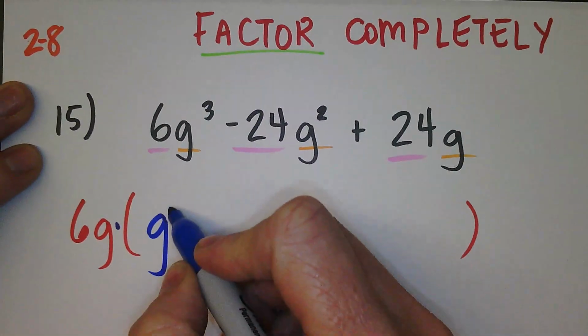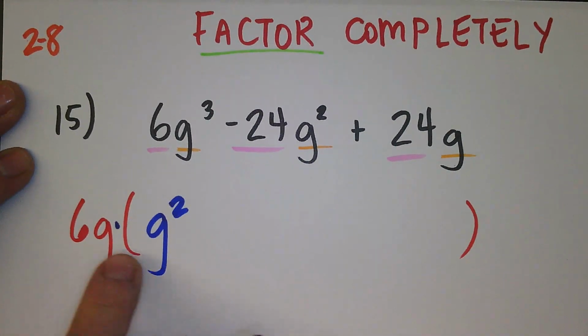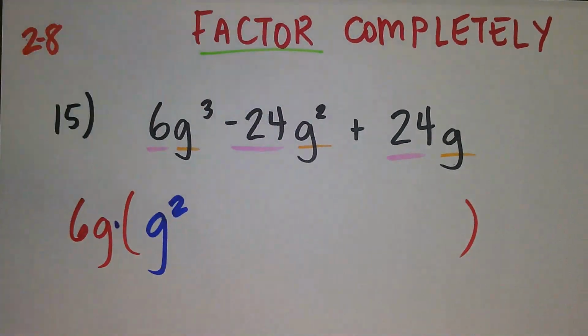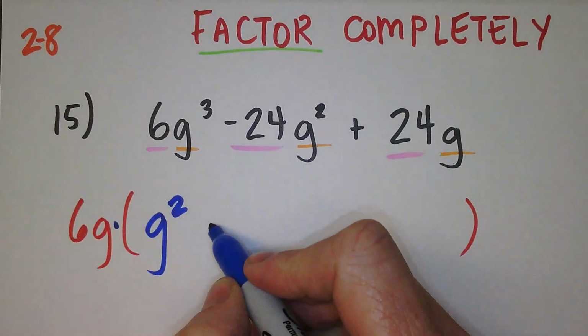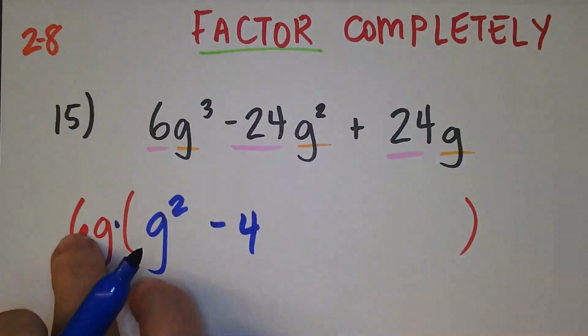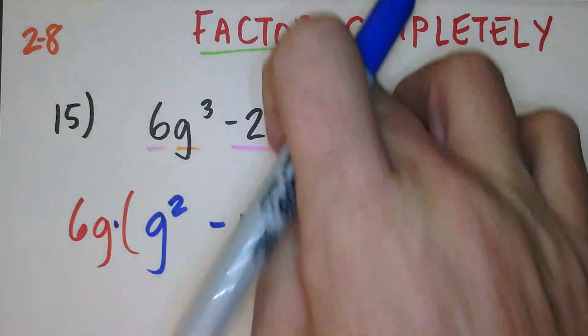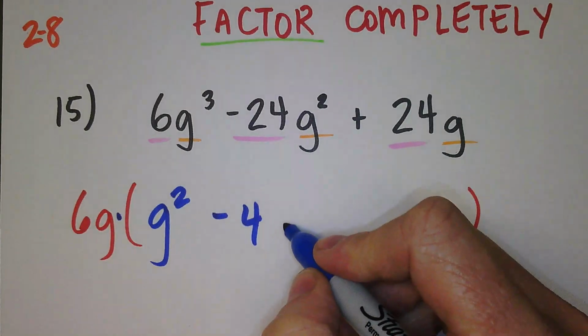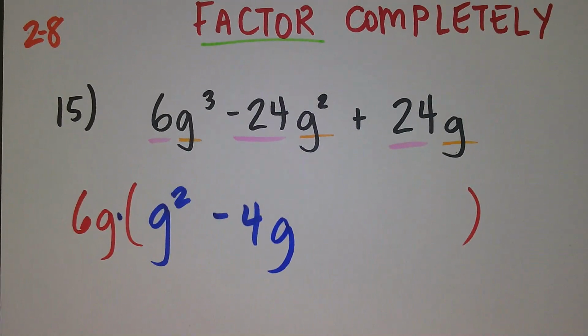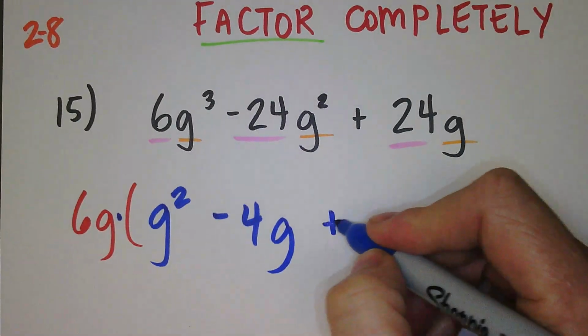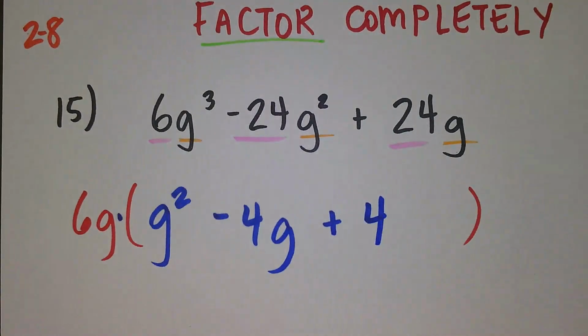What's left behind is a G squared because 6G times G squared is 6G cubed. This is going to become a minus 4, right? 24 divided by 6, or 6 times a negative 4 gets me back up there. I'd only have a single G there. And then I'm going to have a plus 4 here. The G comes out, divide the 6 by 6.